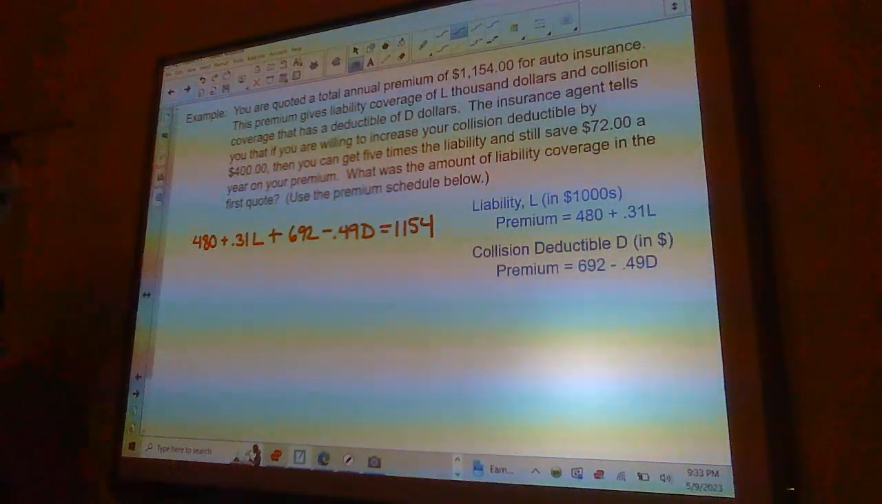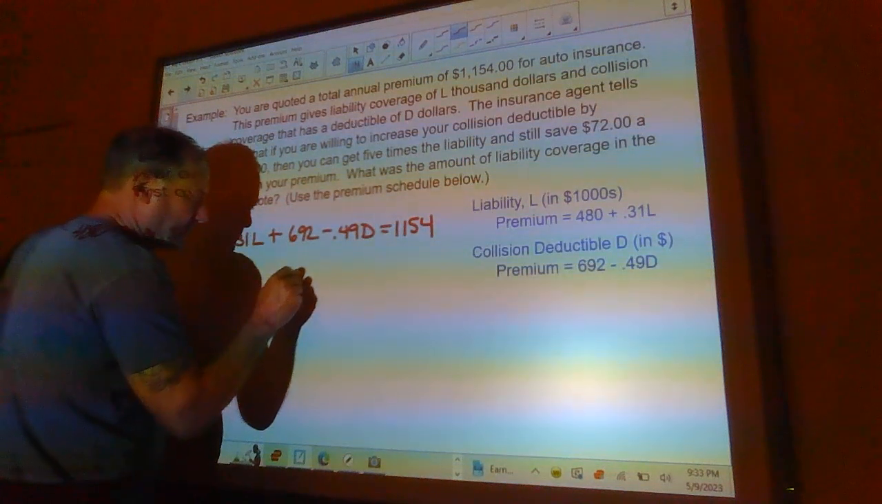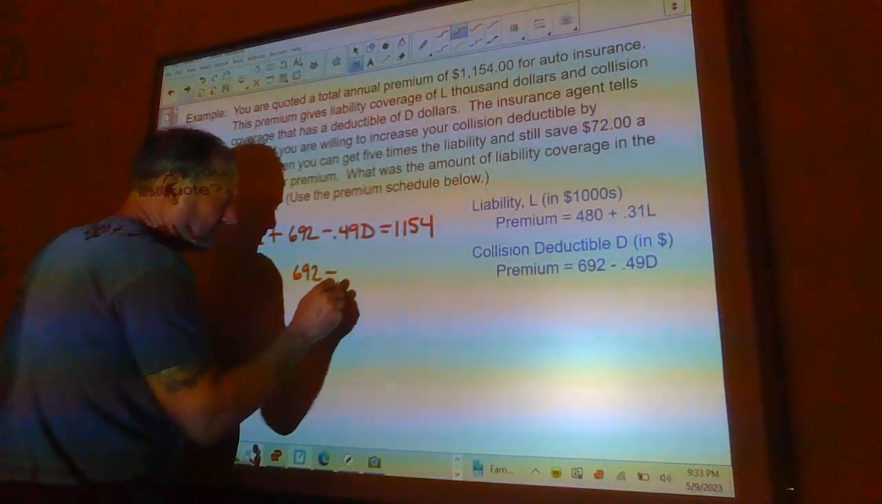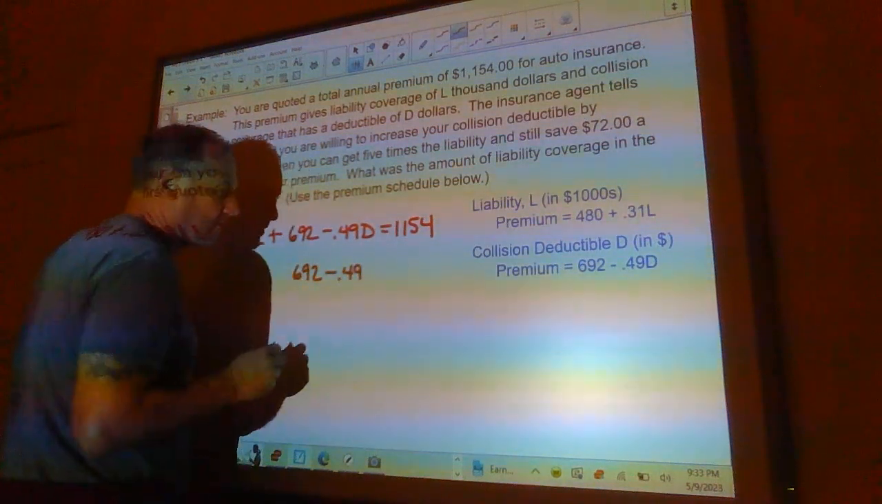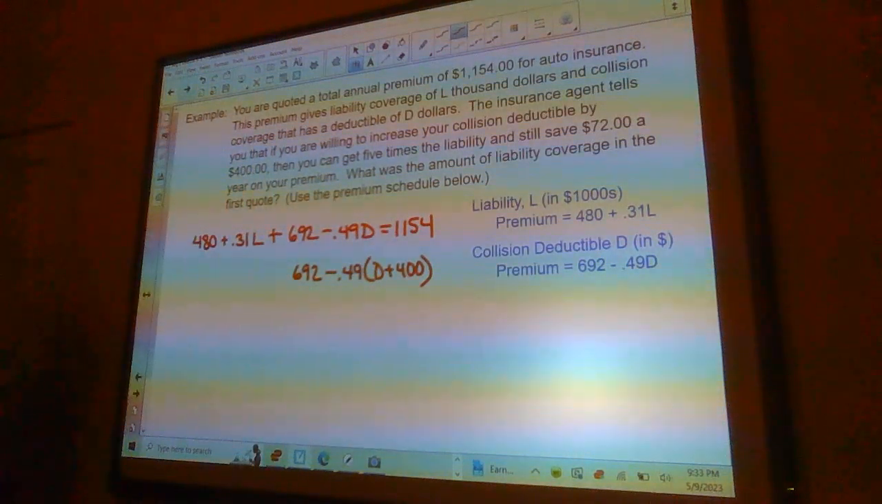Liability in thousands, D in dollars. Okay. Now, my second equation says if I'm willing to increase my deductible by $400. Okay. So, in that case, my deductible now is going to be $692 minus 0.49 times D plus 400. And then my liability, I can get 5 times as much. Okay.